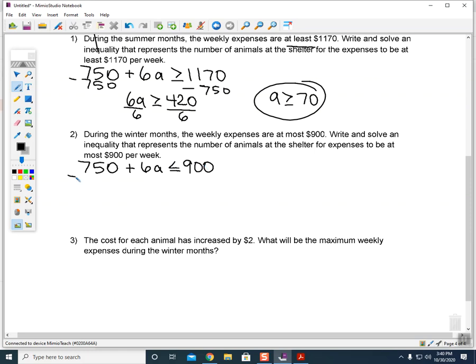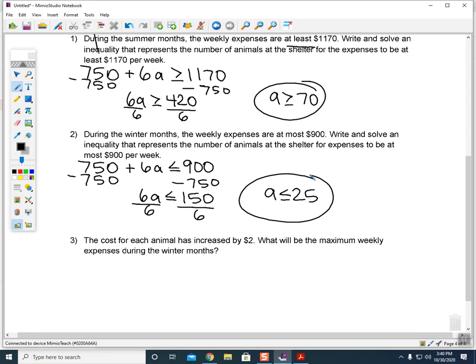So now I'm going to do the same steps. Subtract 750 from both sides. Then I'm left with 6a is less than or equal to 150. I'll divide both sides by 6. I'm left with a needs to be less than or equal to 25. I can have at most 25 animals in the shelter to spend no more than $900 per month. Oh, per week. Sorry. Okay.